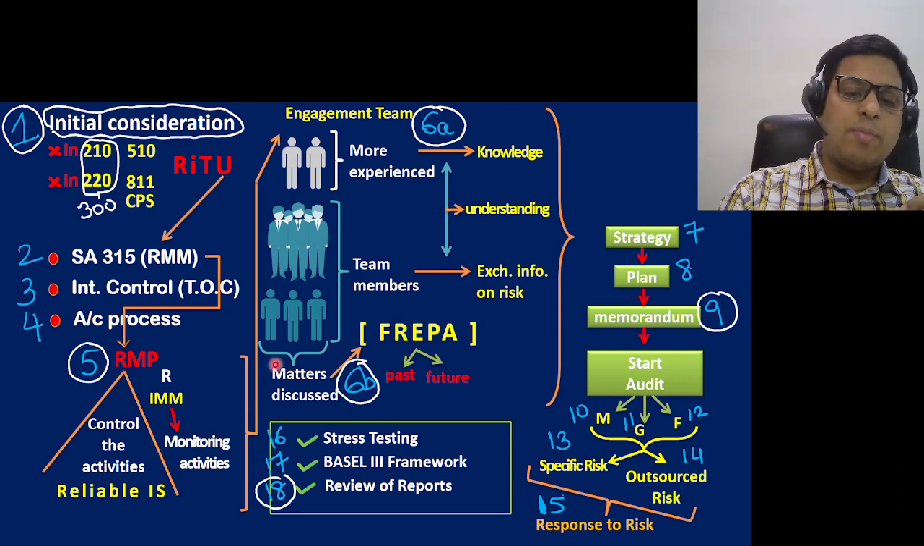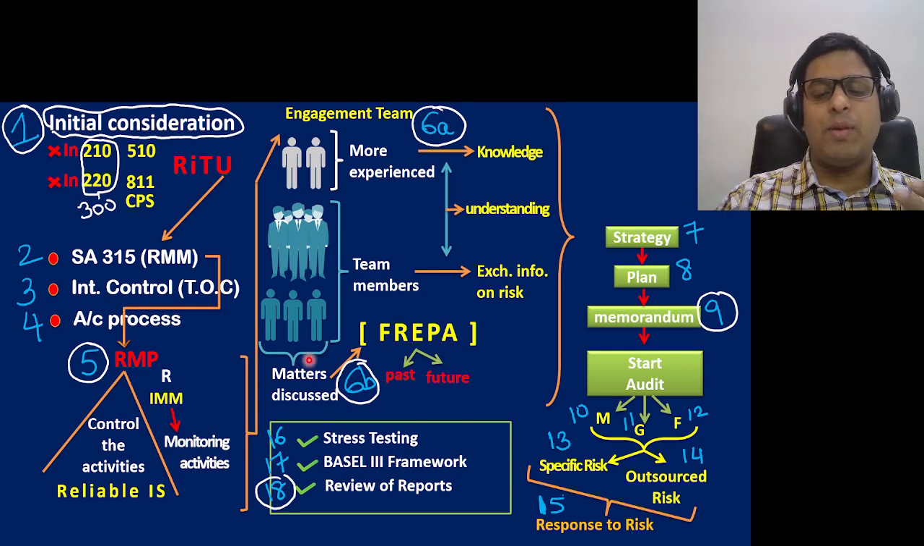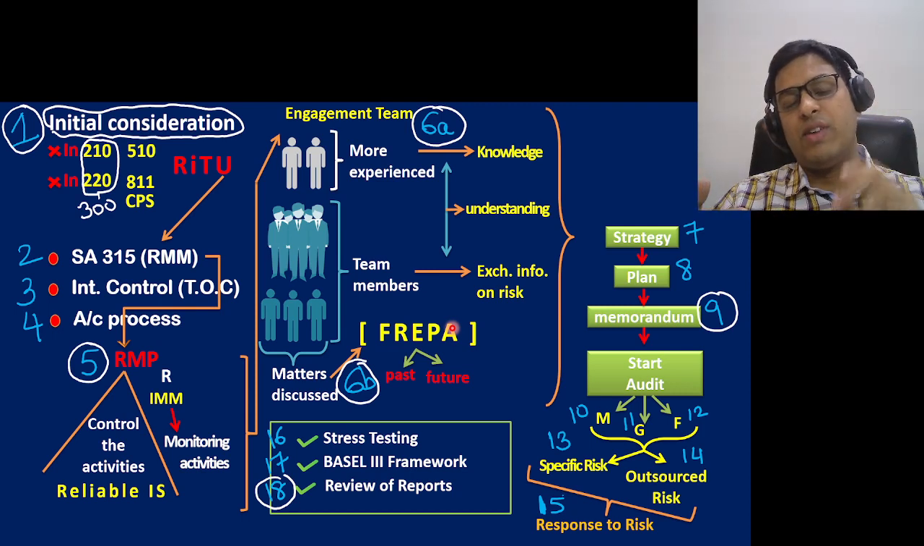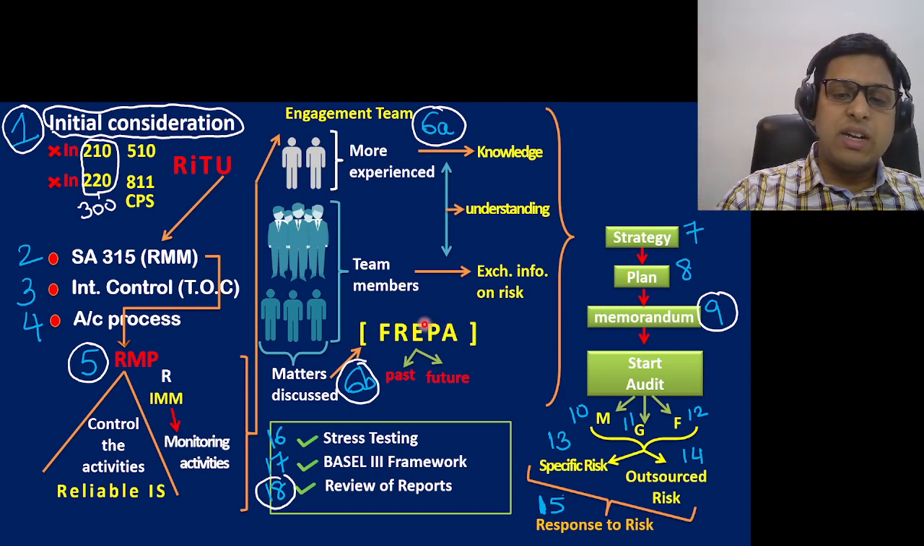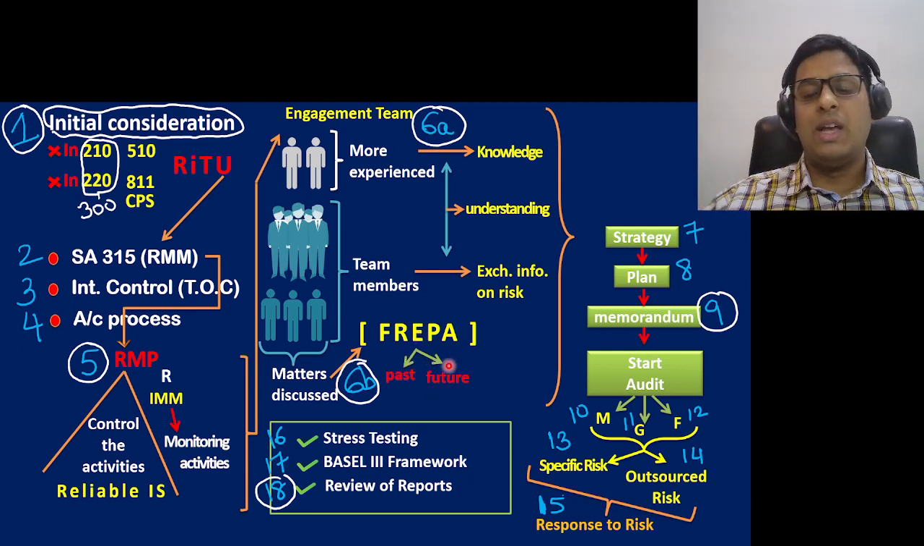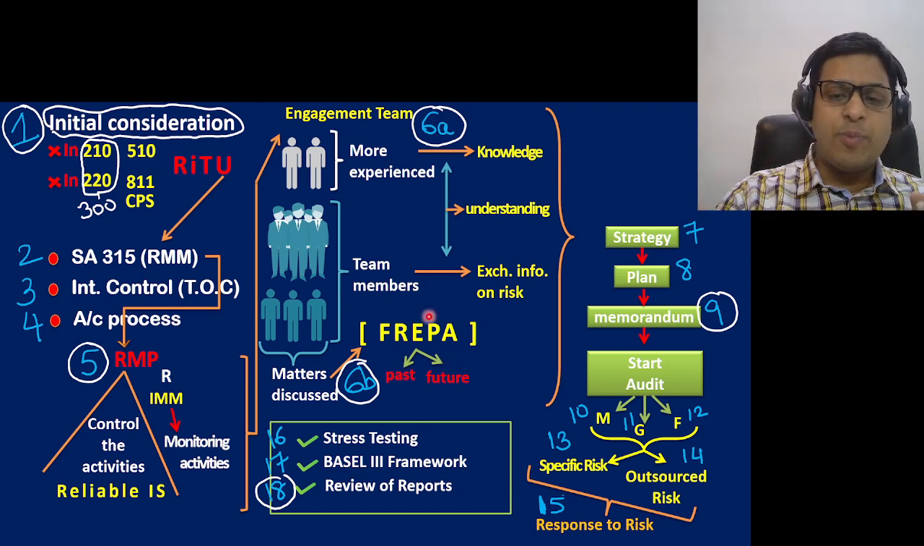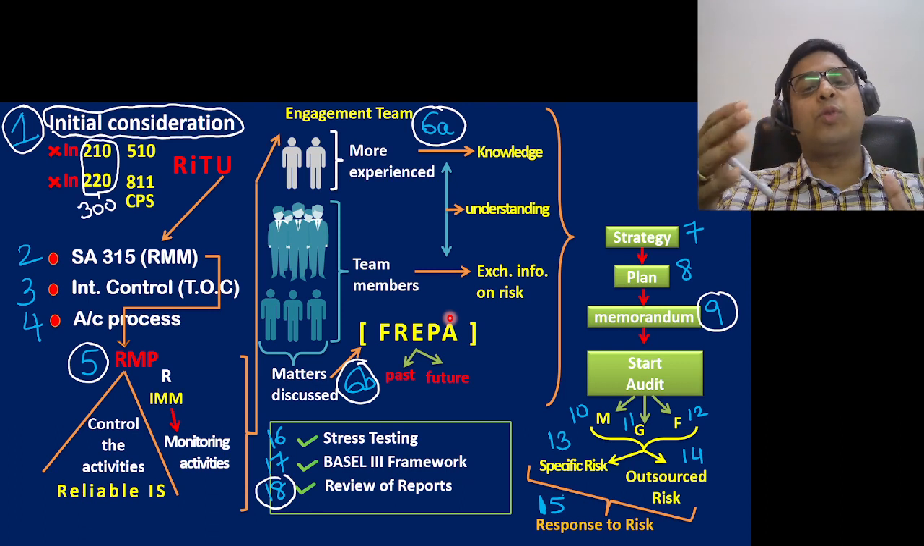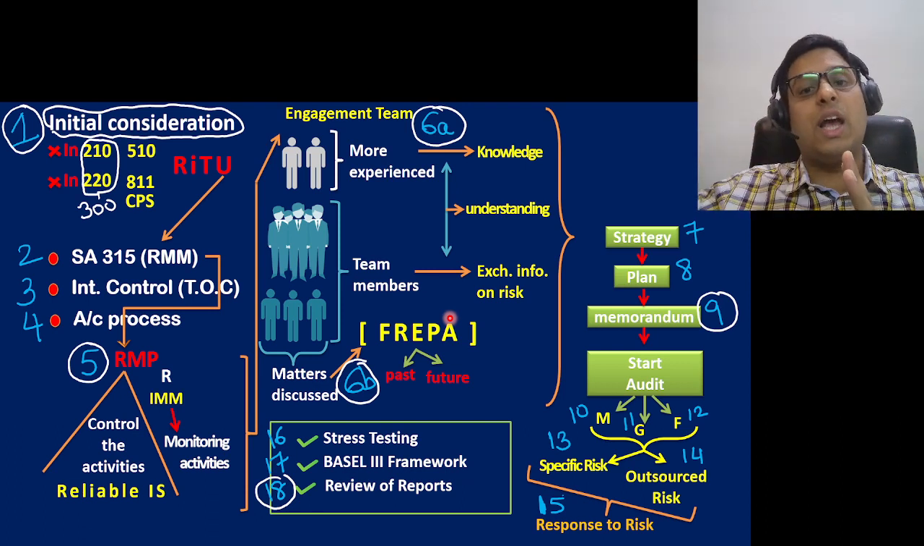Next, what matters should be discussed by the engagement team members? They should discuss the matters regarding FREPA. FREPA is F is fraud, R is risk regarding any engagement risk, pervasive risk, specific risk. They will discuss these matters. Regarding errors that have already been identified in the past, they will discuss those. Errors which may happen in the future, which have a chance of happening, that also we will discuss. P is professional skepticism and A is, anything that I come to know is going wrong in the bank, I should alert others. So A is alerting others in my engagement team.